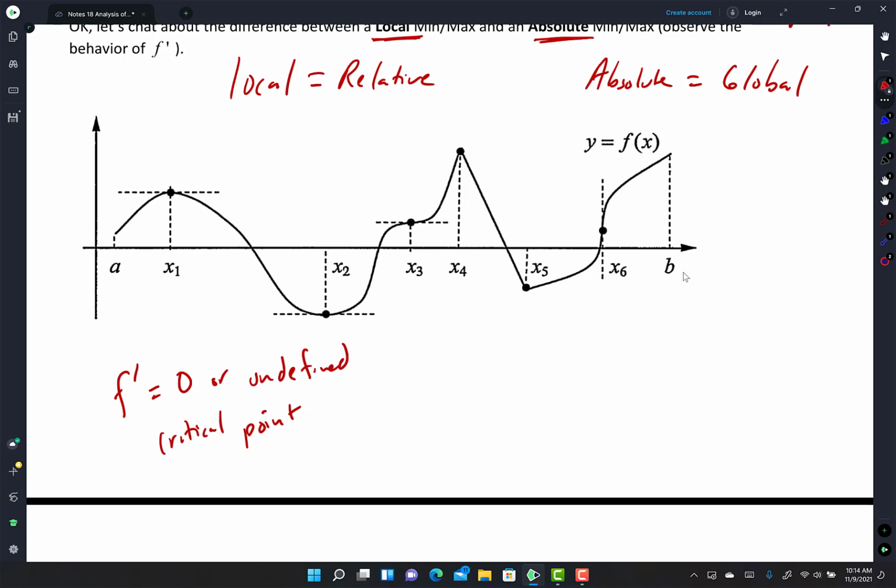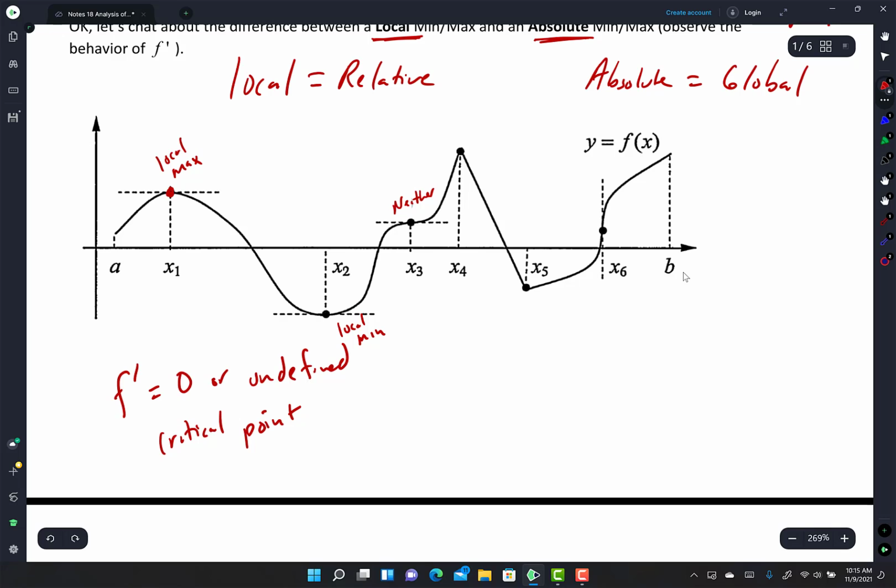All right, so let's see. X1, that's a critical point. Is this critical point max, min, or neither? Max. So for now, let's put the words local max. They're all local. What about X2? That's a local min. Everything is always going to be a local. We'll talk about absolute in a little bit. What about X3? It's neither, right? Because it's not a max or a min.